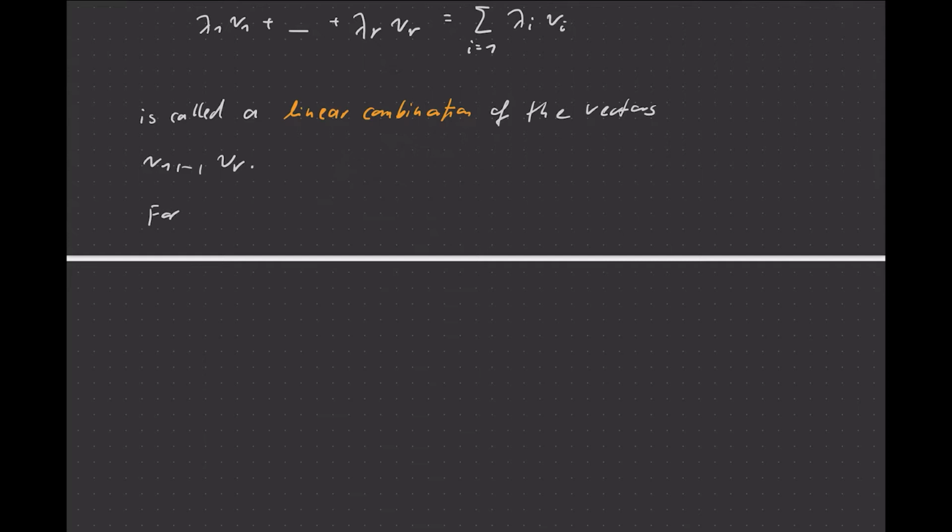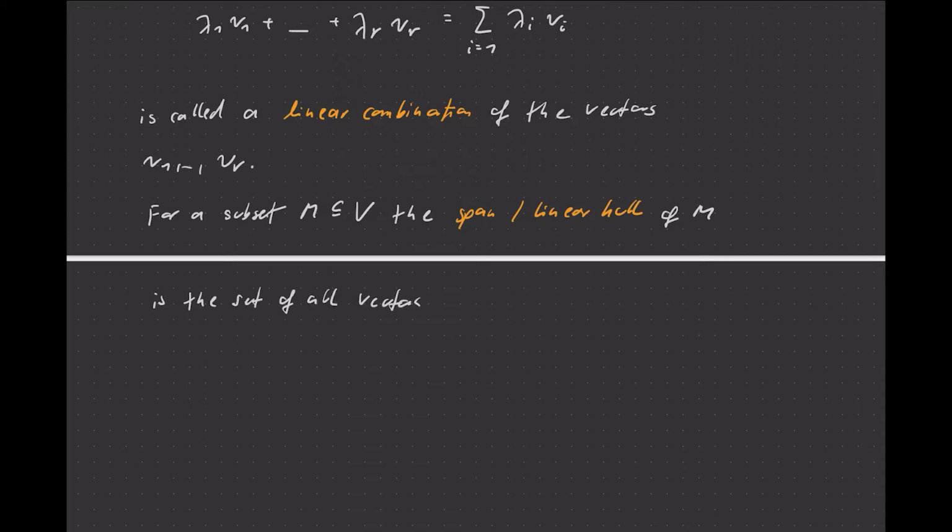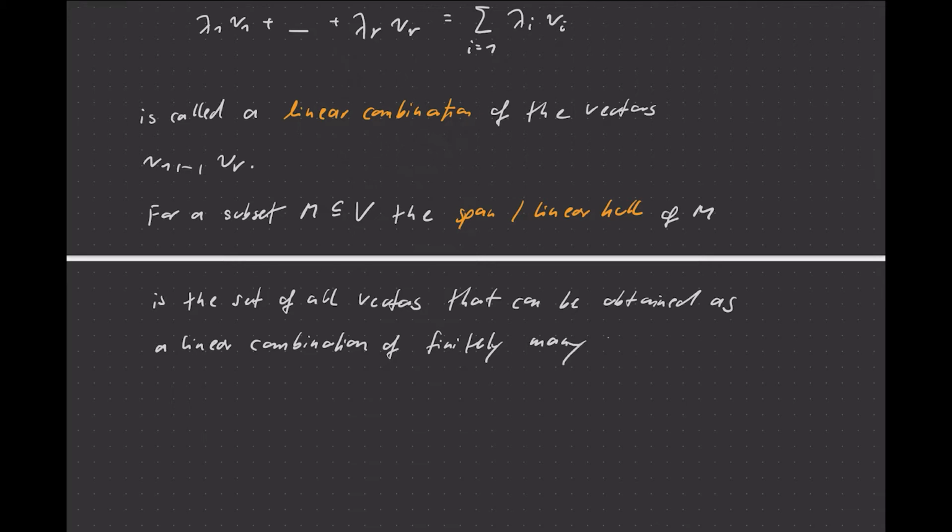So, for a subset M contained in V, the span, or sometimes also called the linear hull, of M is the set of all vectors that can be obtained as a linear combination of finitely many vectors in that set M.